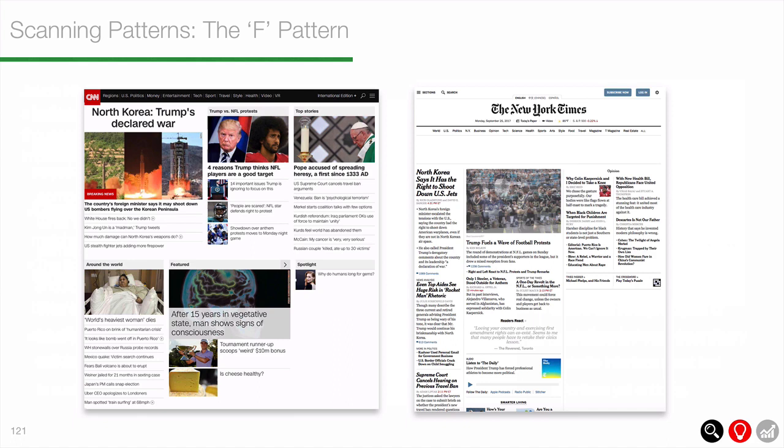And then the next story along is another story about Donald Trump, isn't there? And how he's looking quite sad in this particular picture, and he's talking about the NFL protests that were going on a little bit ago. And then we've got some information about the Pope. So you can see that forms the top of the F.